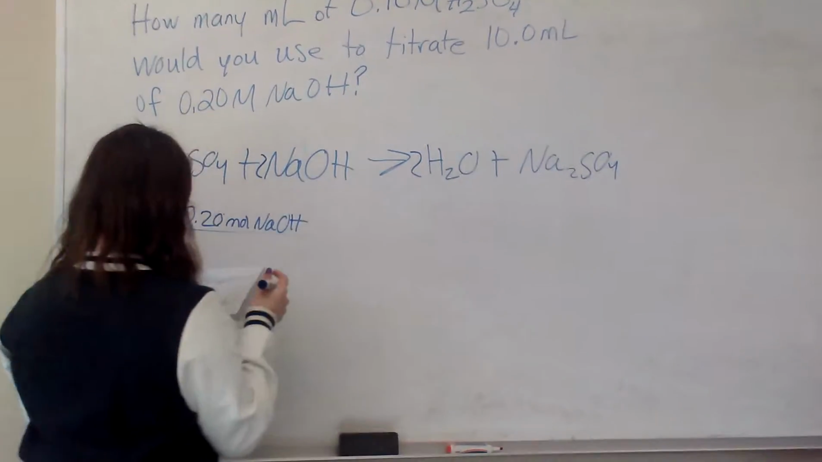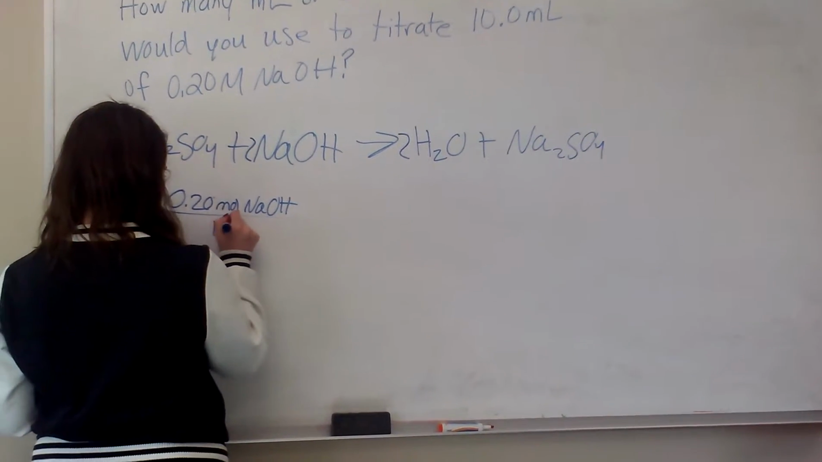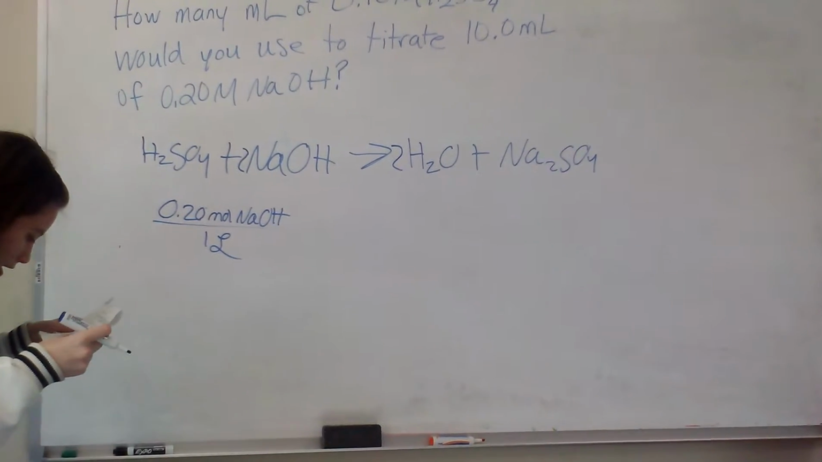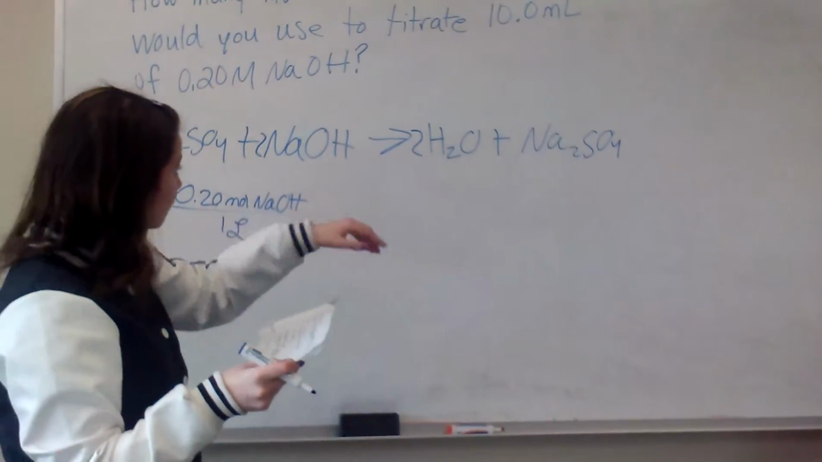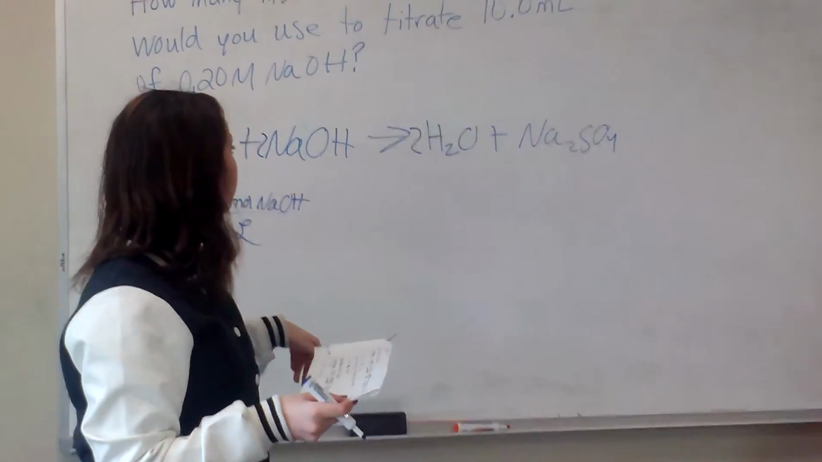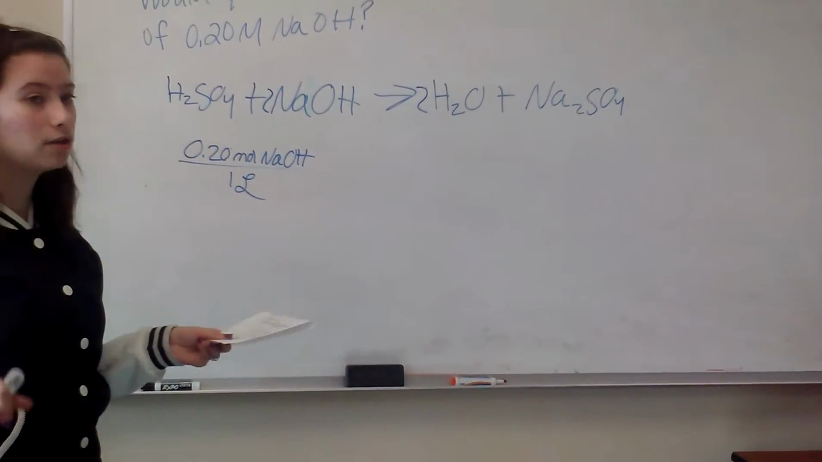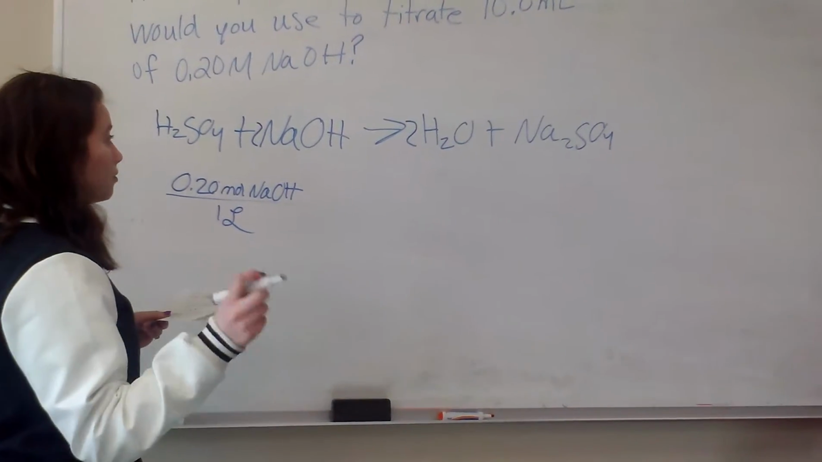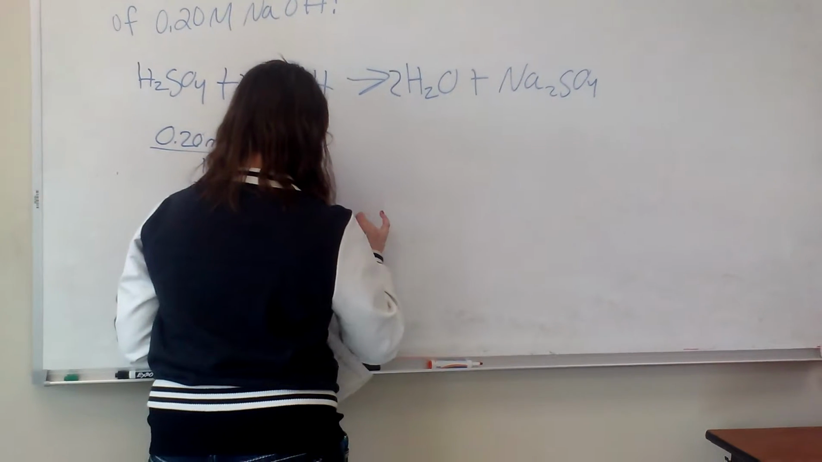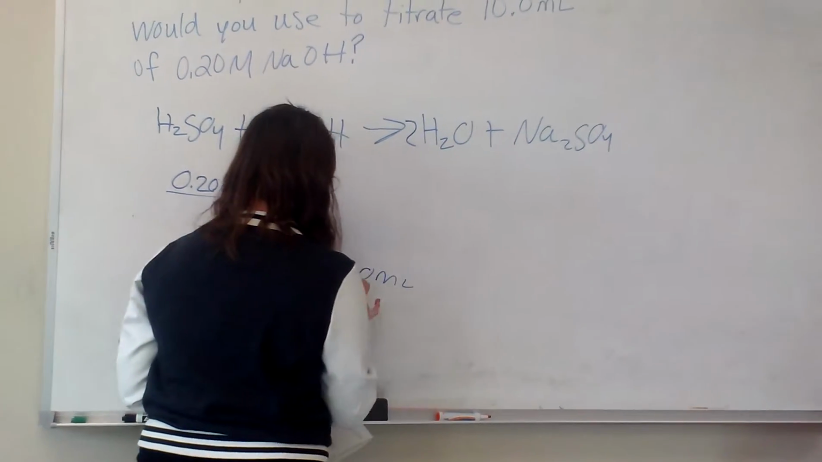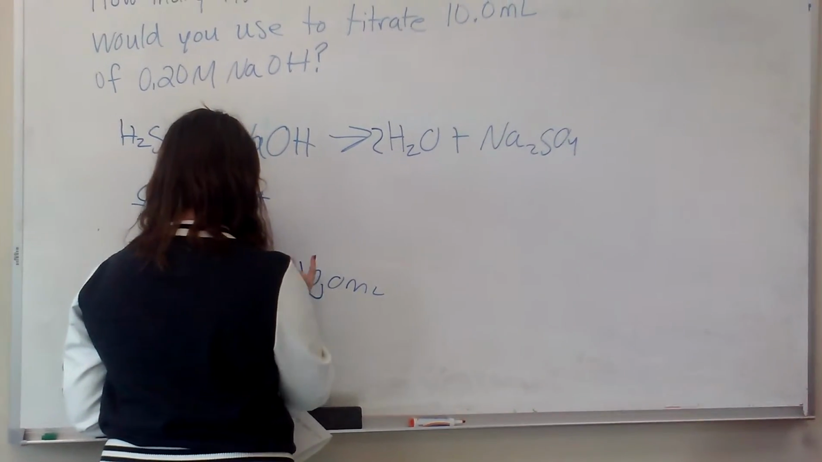Okay, so the capital M is moles over liters, so that would be over 1 liter. Good. What else do you know about the sodium hydroxide? We would have to titrate 10.0 milliliters. So we need to convert 10.0 milliliters to liters, and that's really easy. Just take the decimal point and move it over 3. 1, 2, 3.